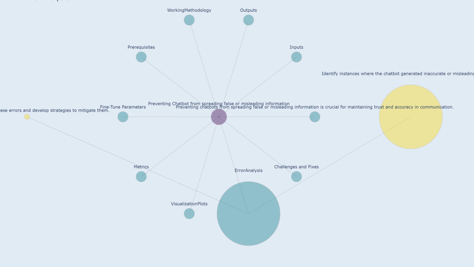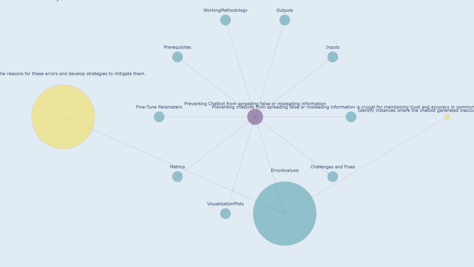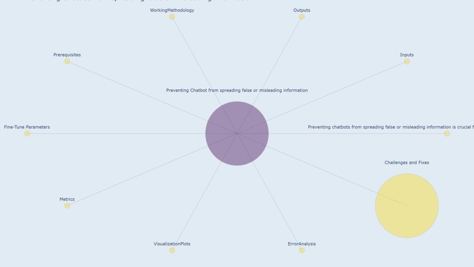Error analysis. Identifying instances where the chatbot generated inaccurate or misleading responses is essential for improving its performance. This involves analyzing the chatbot's responses and identifying patterns of errors. Understanding the reasons behind errors is crucial for developing effective strategies to mitigate them. This may involve analyzing the training data, identifying weaknesses in the model, or refining the algorithms used for fact-checking and bias detection.